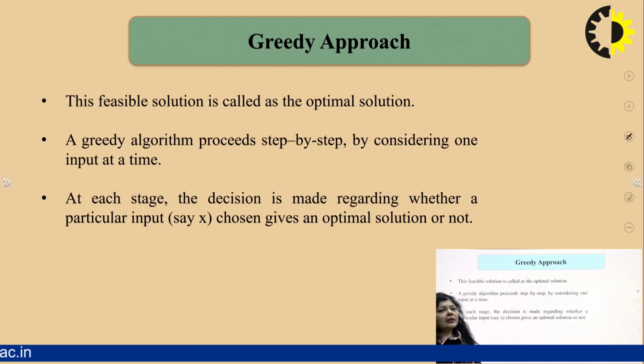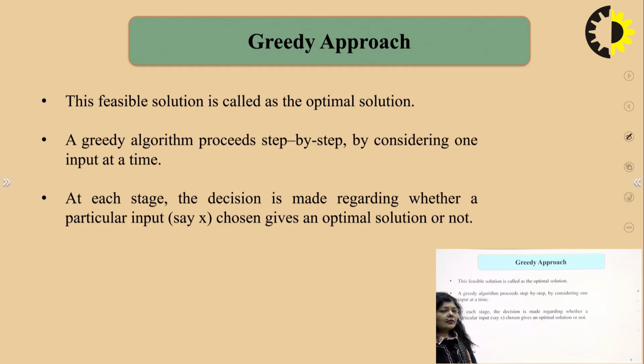Now, the feasible solution which we got is called the optimal solution. The name optimal solution comes from the fact that it is the solution which either maximizes or minimizes the value of a certain cost function. This cost function could again be the profit, or it could represent the overall cost or some distance as per the problem.